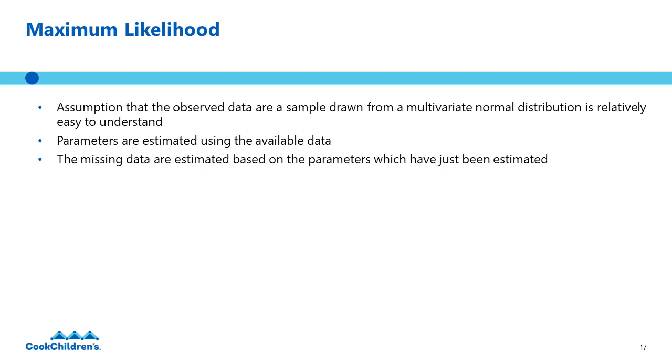All right, our next technique is maximum likelihood. There are a number of strategies using the maximum likelihood method to handle missing data. In these, the assumption that the observed data are a sample drawn from a multivariate normal distribution is relatively easy to understand. After the parameters are estimated using the available data, the missing data are estimated based on the parameters which have just been estimated. When there are missing but relatively complete data, the statistics explaining the relationships among the variables may be computed using the maximum likelihood method. That is, the missing data may be estimated using the conditional distribution of the other variables.